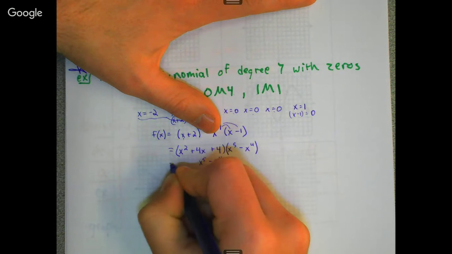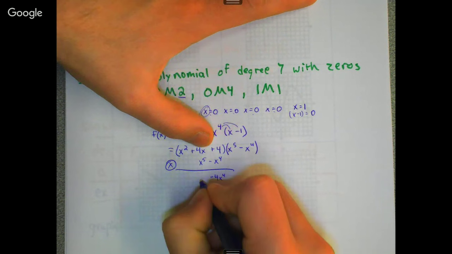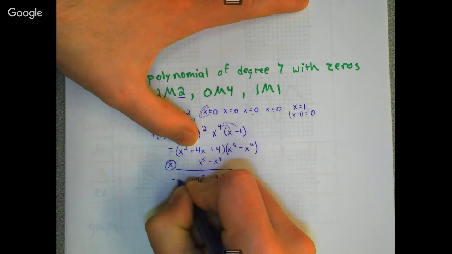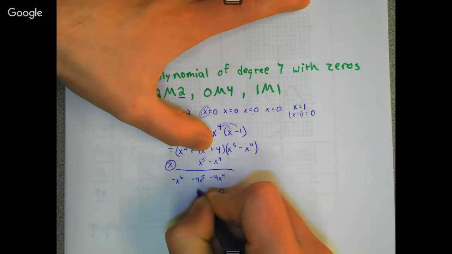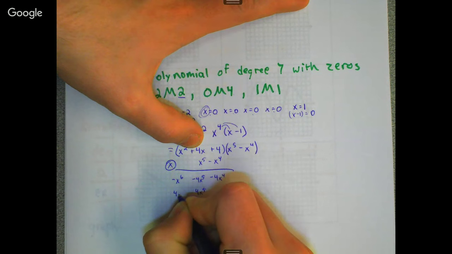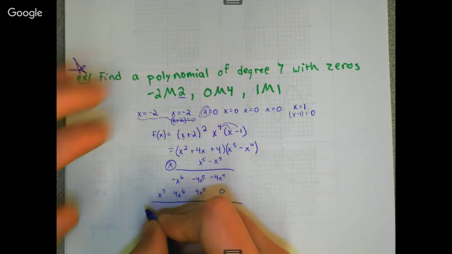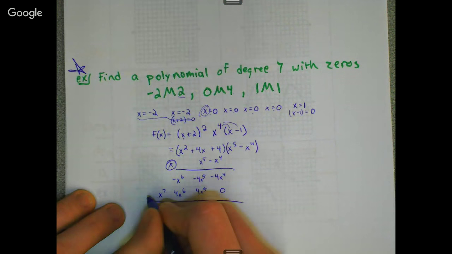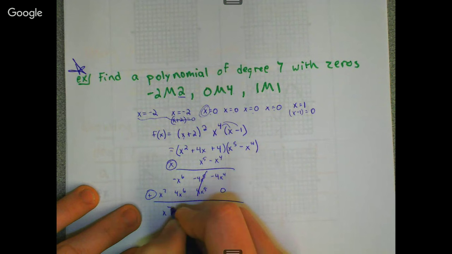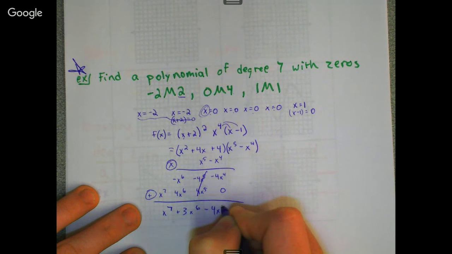We'll stack them up. So minus 4x^4, minus 4x^5, minus x to the 6th. That's 4x^5. That's 4x^6. That's x^7. We'll add down, so those cancel. You get x^7 plus 3x^6 minus 4x^4.